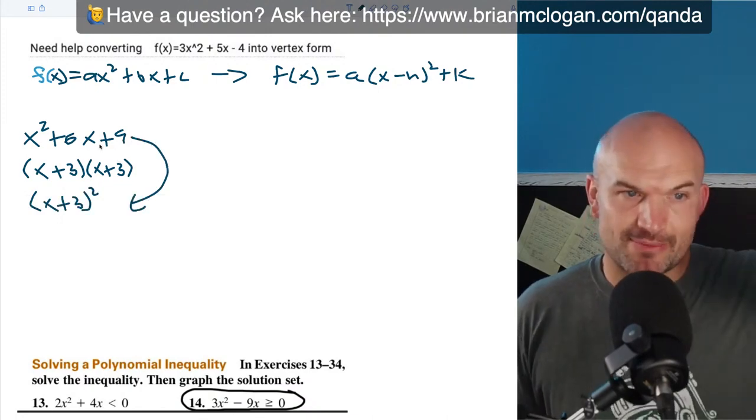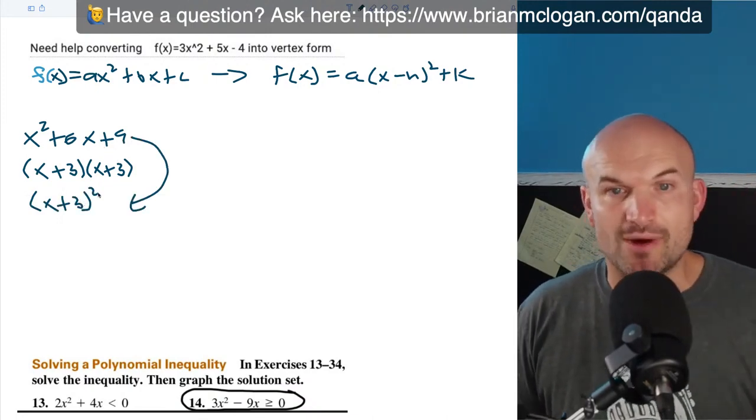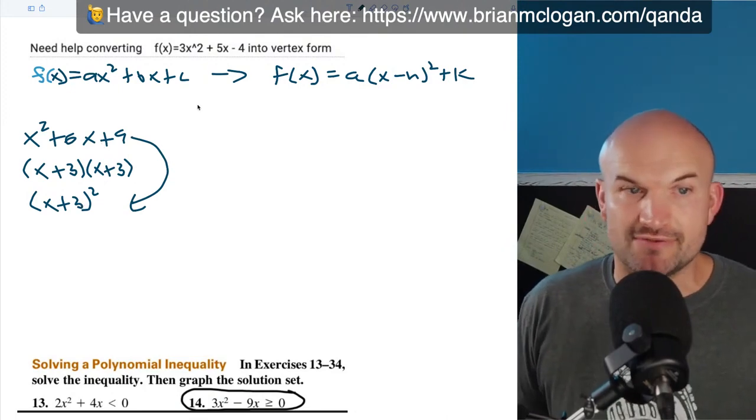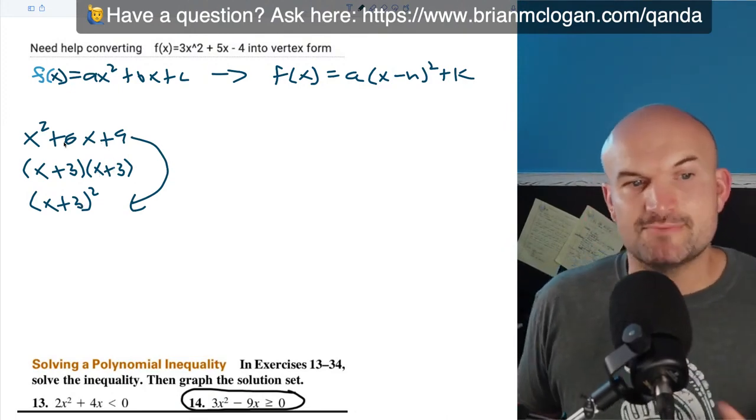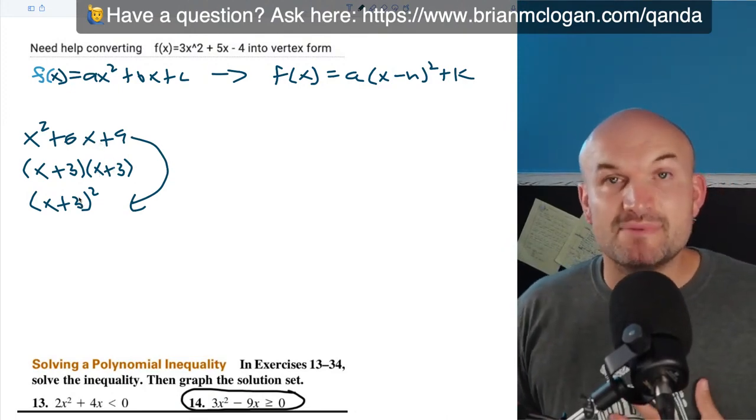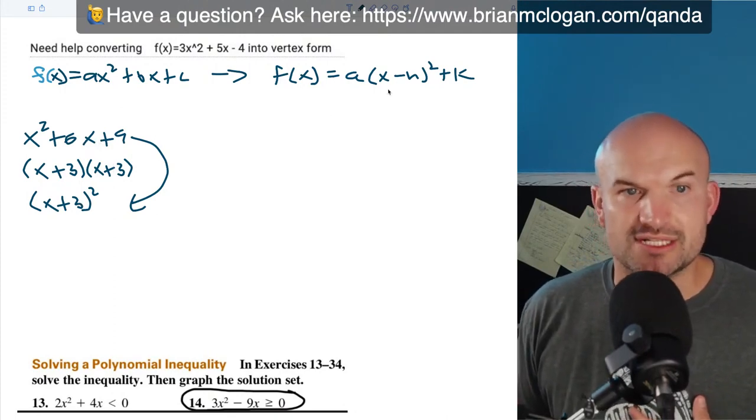Again, that relationship of going from standard form to a binomial squared is exactly what we're looking to achieve, right? We're trying to create this perfect square trinomial because then it can be factored down to a binomial squared, which is going to put us into this form.